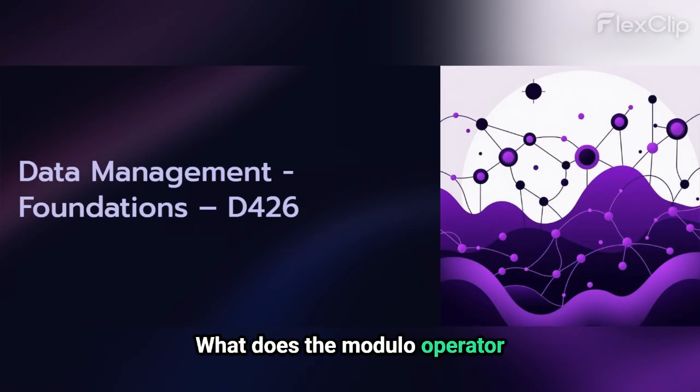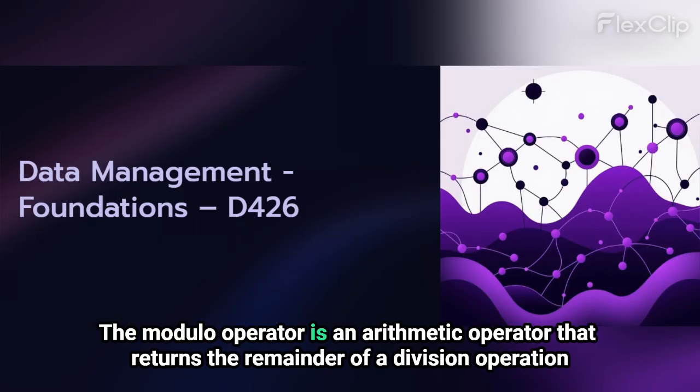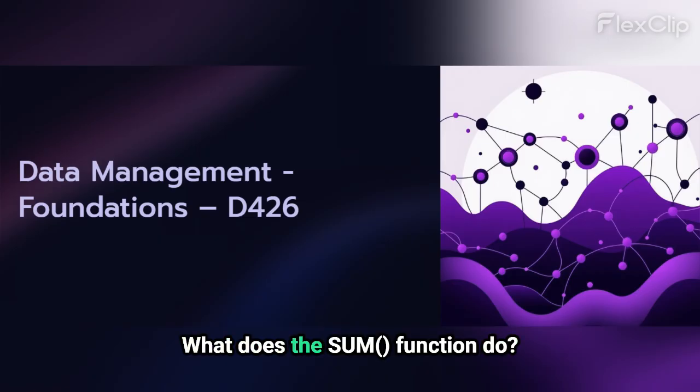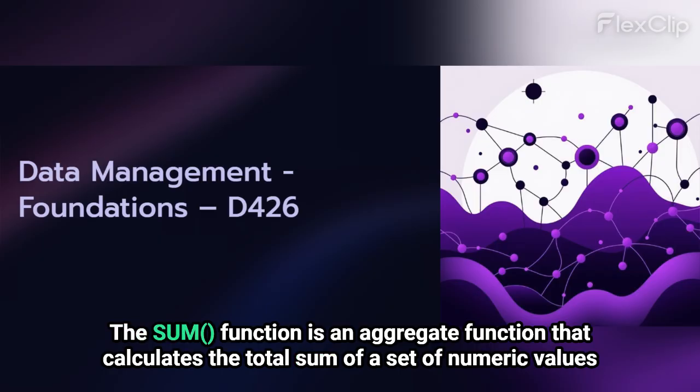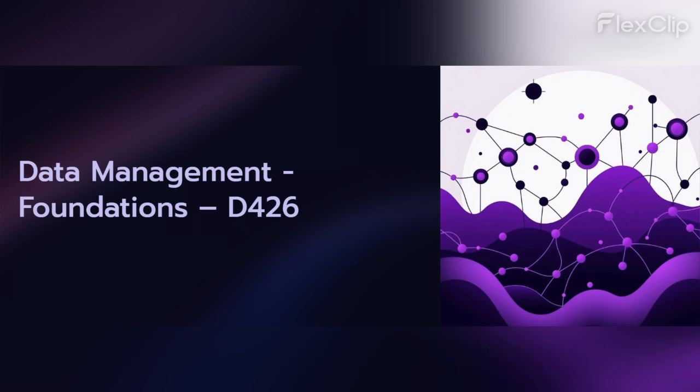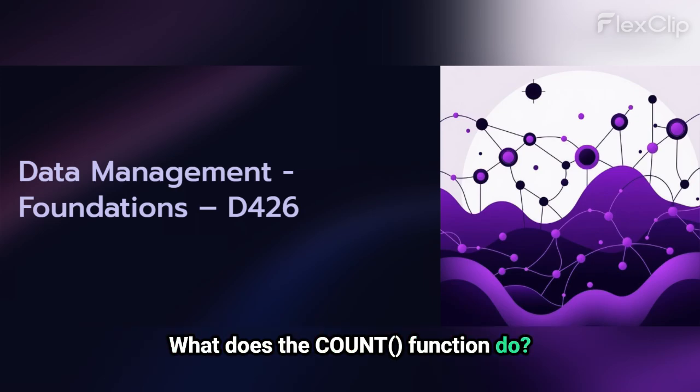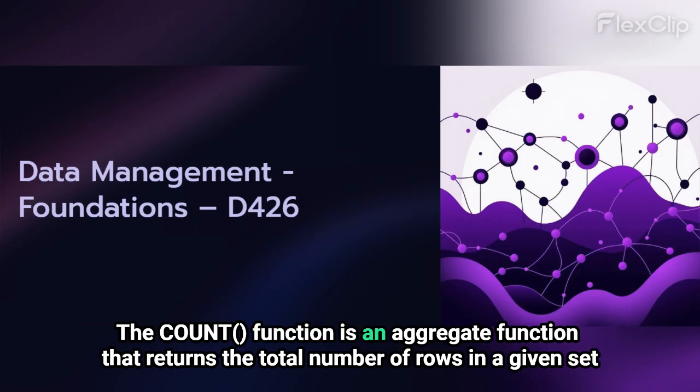What does the modulo operator, the %, do? The modulo operator is an arithmetic operator that returns the remainder of a division operation. What does the sum function do? The sum function is an aggregate function that calculates the total sum of a set of numeric values. What does the count function do? The count function is an aggregate function that returns the total number of rows in a given set.